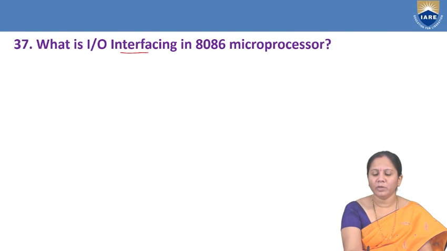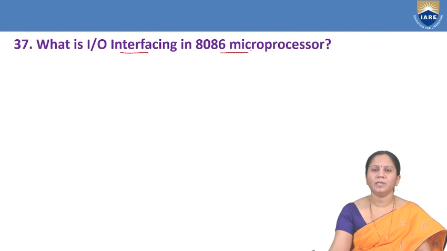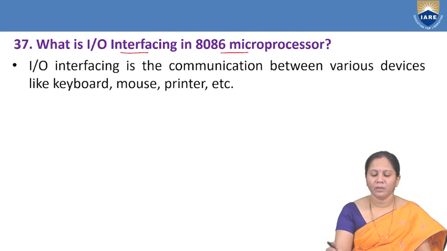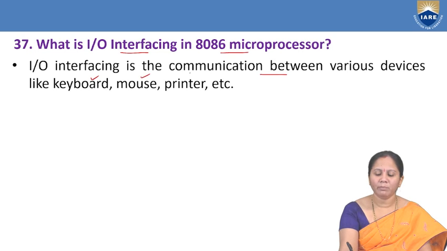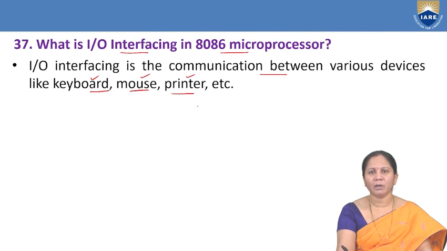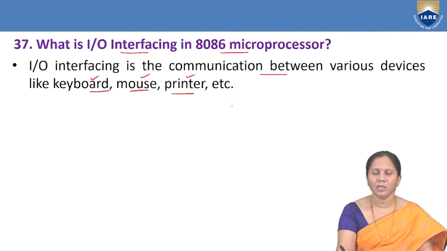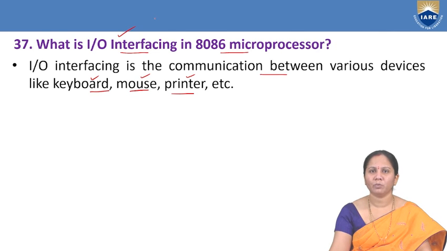So what is I/O interfacing in 8086 microprocessor? I/O here stands for input-output. I/O interfacing is a communication between various devices like keyboard, mouse, printer. All these are called the I/O devices. In order to perform the communication between various devices, you have to go for interfacing I/O devices to the 8086 microprocessor.